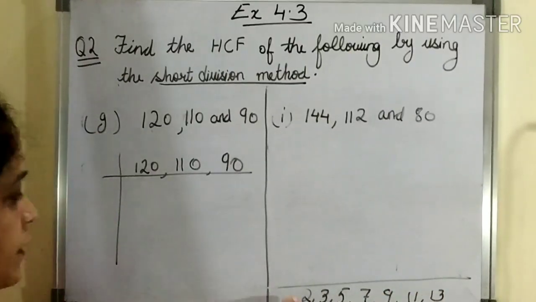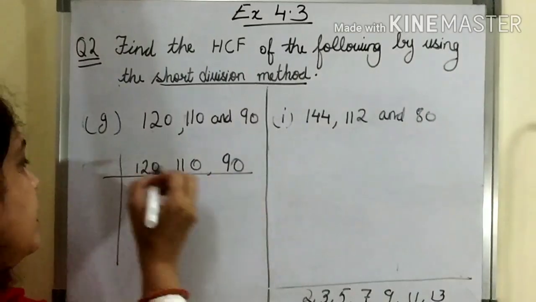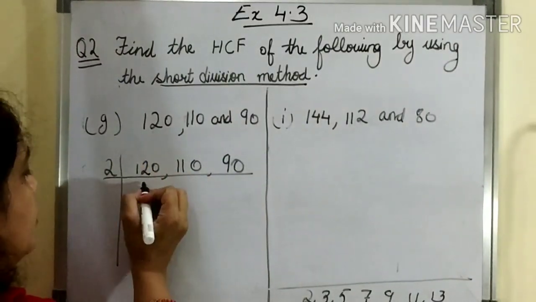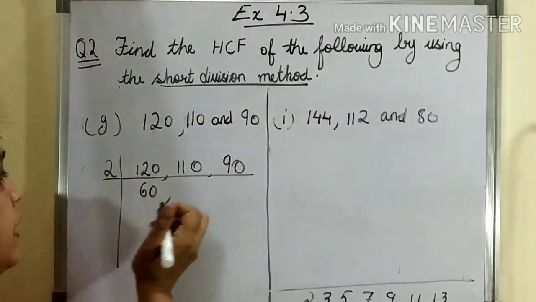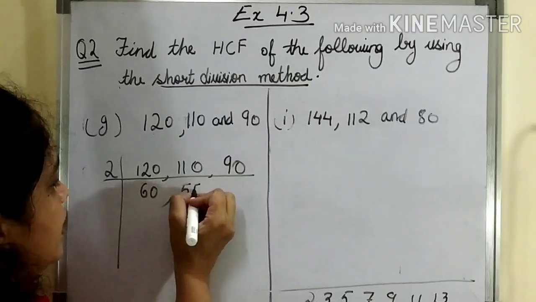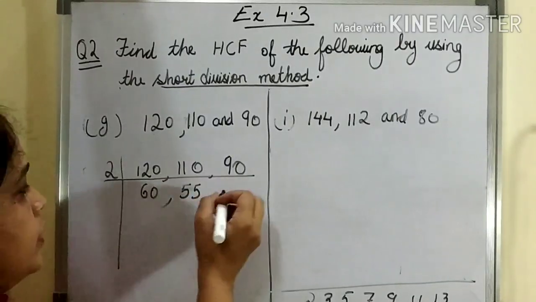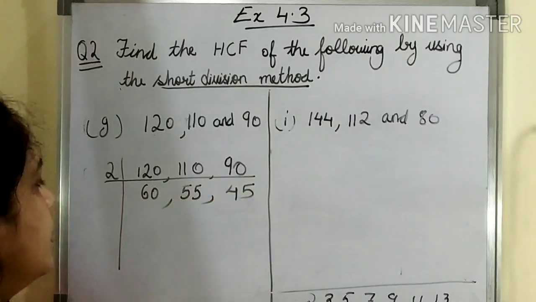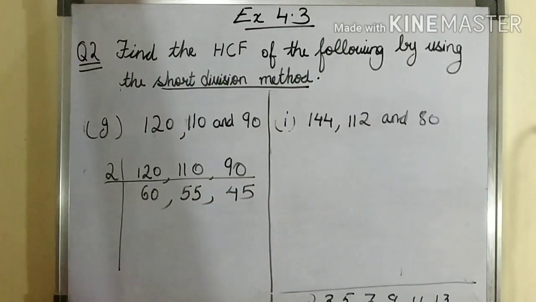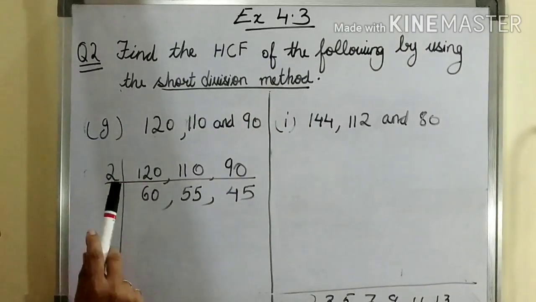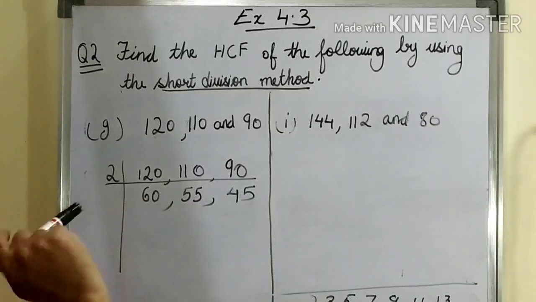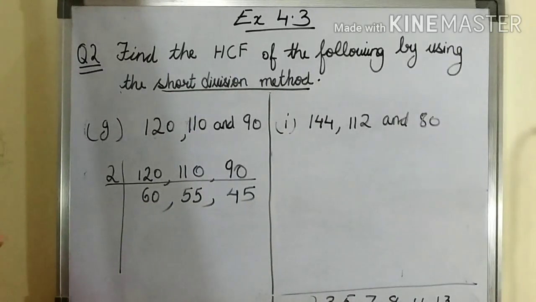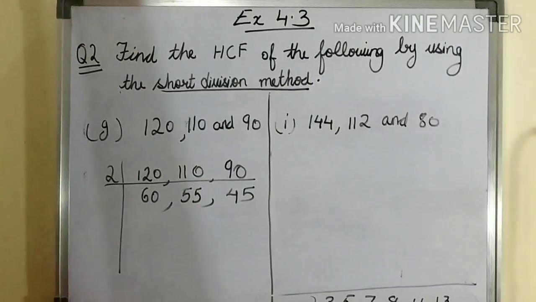Okay. First I will start with 2. Since all are even, it will go by 2. Now 2 60s are 120. You can find it in the rough column by dividing, or you can do it mentally also. 2 55s are 110 and 2 45s are 90. Now I have divided it and I got 60, 55 and 45. Now I want a common prime factor, that means which divides all three, 60, 55 and 45. Since 2 can't divide 55 and 45, we'll go to the next prime number, that is 3.